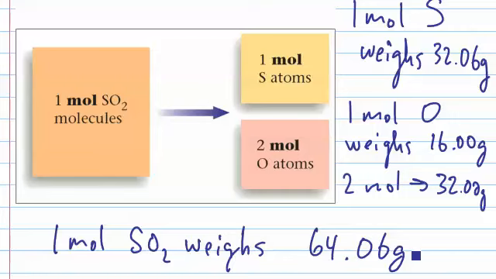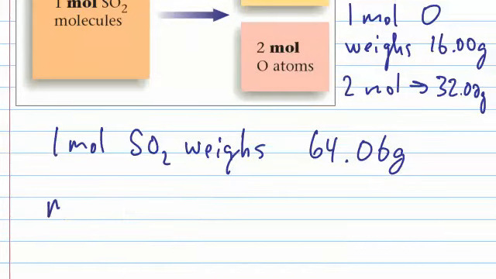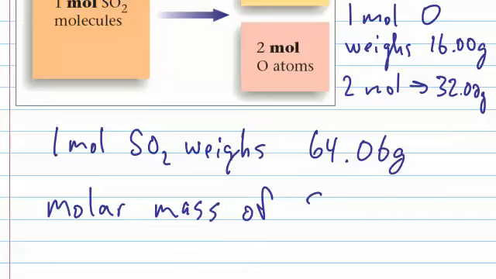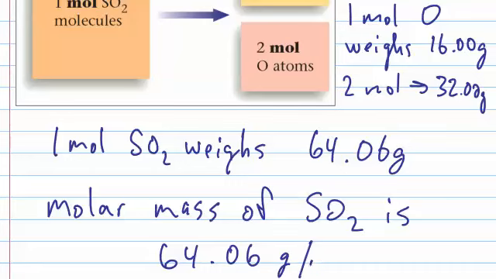So 1 mole of sulfur dioxide weighs 64.06 grams. That is, the molar mass of SO2 is 64.06 grams per mole. Okay, so it's as simple as adding up the component atomic masses. Now, for the purposes of this class, I would like to adopt the convention that all of our molar masses will use 4 significant figures, that is 4 digits total.